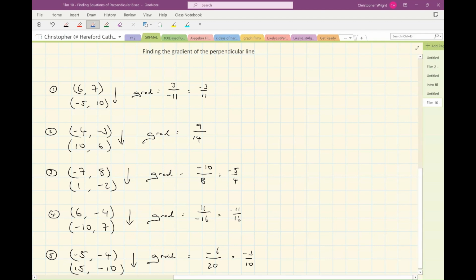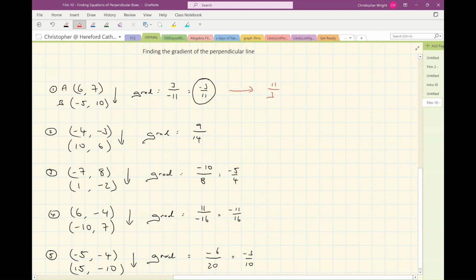Now, what about the gradient of the line that is perpendicular to that line? Well, as you probably know, the trick is that we simply find the negative reciprocal of the original gradient. So in question 1 here, the gradient of my line between the points A and B is minus 3/11. So the gradient of the perpendicular line will be the negative reciprocal. So we're going to change the sign and flip the fraction over.